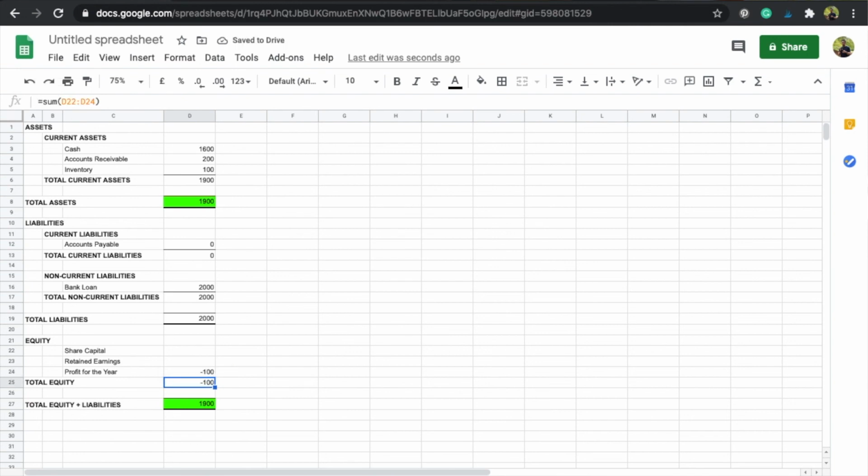The reason this is a negative is because equity is credit as it's the capital element of double entry. So when we are crediting profit for the year, we would add the number, and when we are debiting profit for the year, we are reducing that number. And as we've debited our profit for the year, because it's an expense, we need to reduce the balance in profit for the year. And as you can see, our total assets and our total equity plus liabilities is equal. So hopefully that gives you a good understanding of the balance sheet.